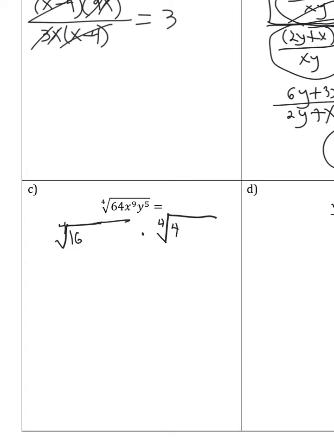The largest perfect power of 4 in x to the ninth is x to the eighth, because 8's divisible by 4. That's going to leave us an x here. And we can also factor out a y to the fourth, and that leaves us a y here. So now I want to take the fourth root of everything in here, which is going to give me 2x squared y. And then we still have the radical here. This is multiplication. And so we're talking about the fourth root of 4xy. So this is our simplification.